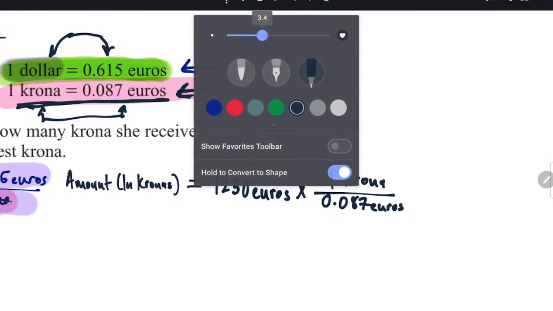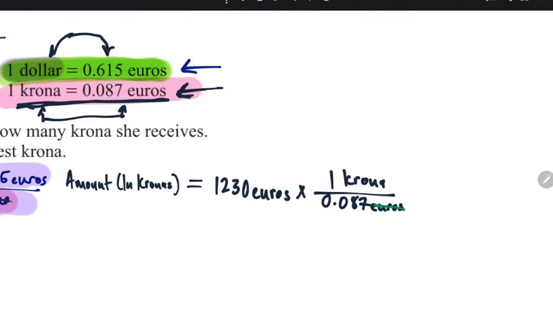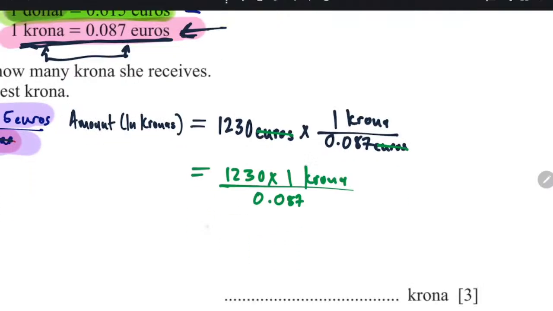So now you are going to say, euros cancels euros. You remain with 1230 times 1 krona divided by 0.087. And you get your answer in kronas. What is 1230 times 1 divided by 0.087?